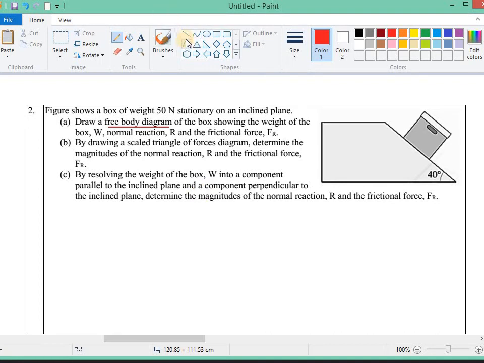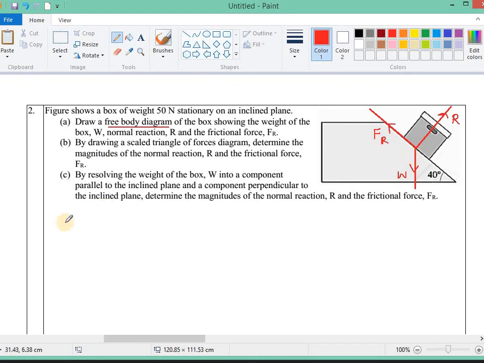So a free body diagram is the diagram that shows all of the forces that act on an object. So first is the weight of the box. The weight of the box you can put here. This is the weight. And then normal reaction. And then frictional force. So this is the free body diagram of the 3 forces that act on this box.